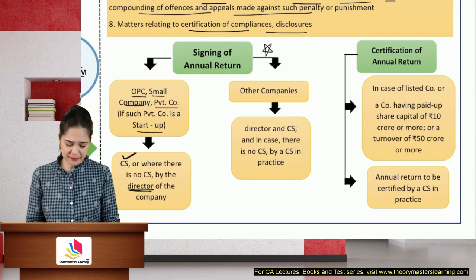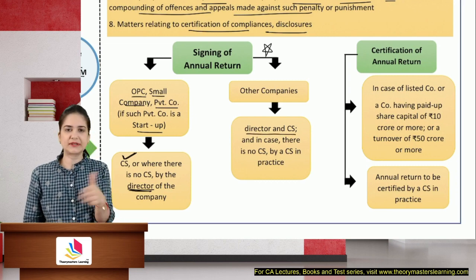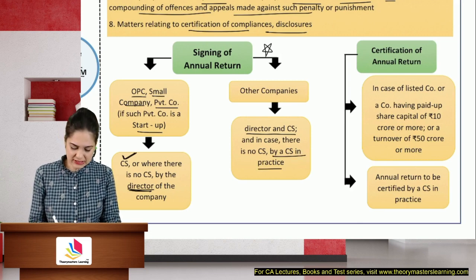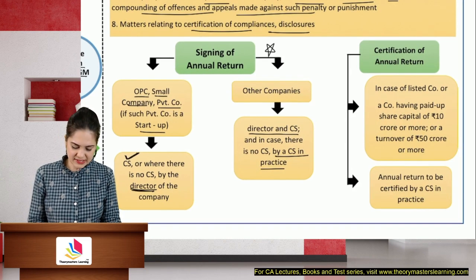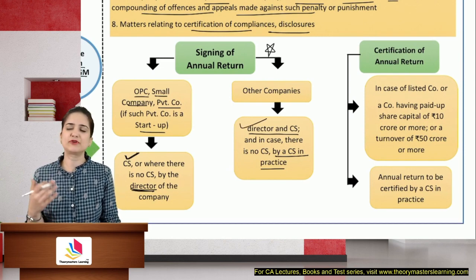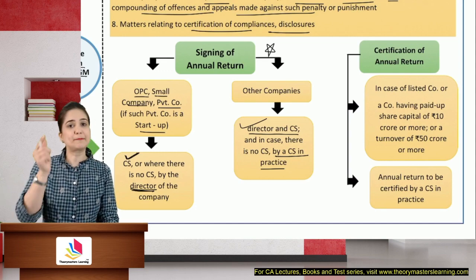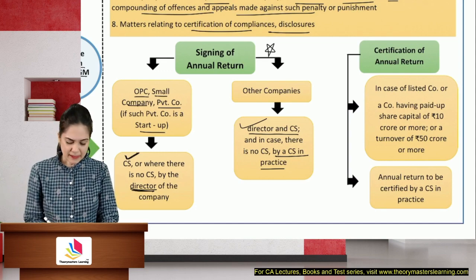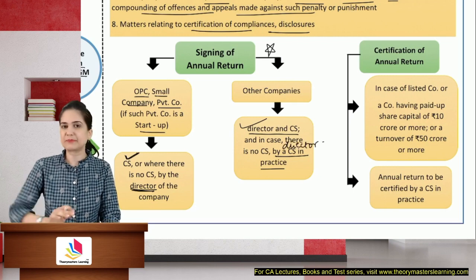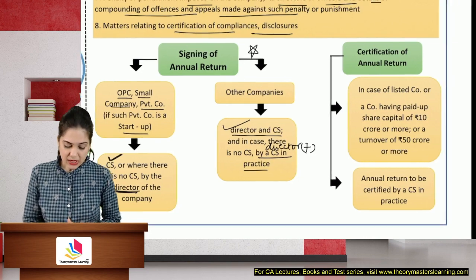In case of other companies, director and company secretary, and if suppose you're not meeting the criteria, you don't have a company secretary, then by a company secretary in practice. So if you have not appointed a company secretary, then director and company secretary in practice, okay, are you getting me? Then by a director and company secretary in practice, both will have to sign the annual return.